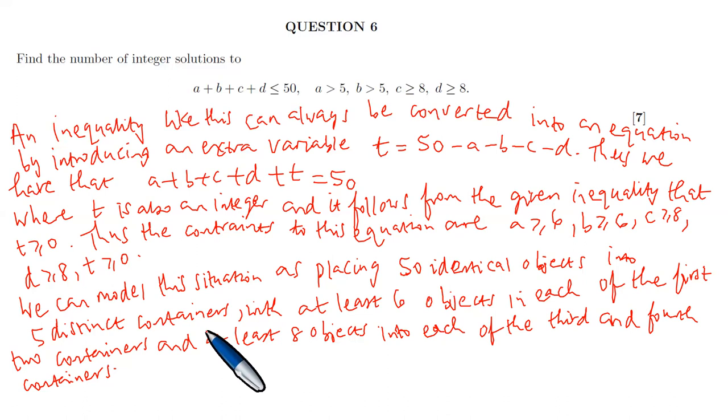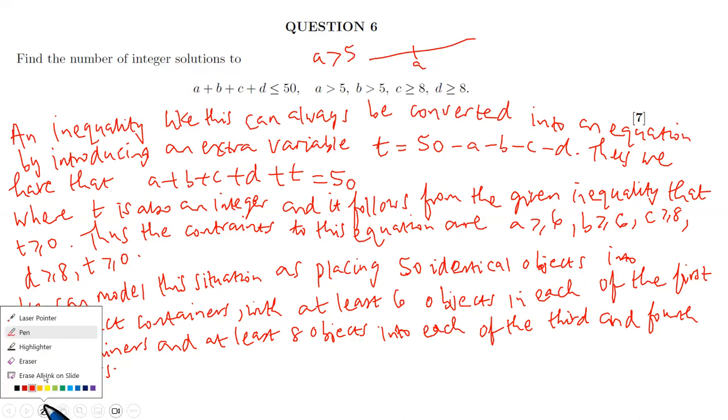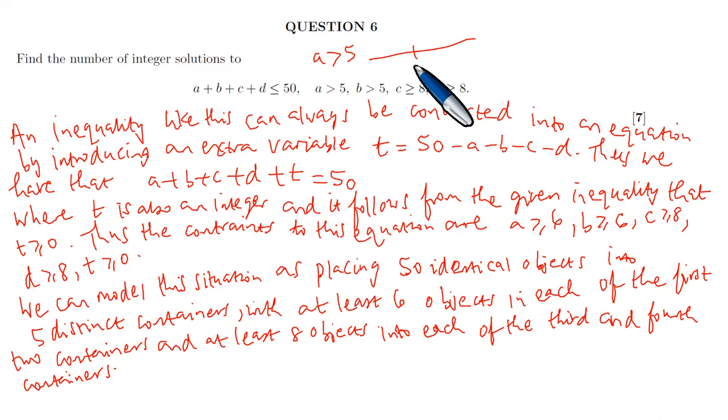How did you get six? Okay, we got 6 from 5, because the question says A is greater than 5. But if we're looking at integers, if somebody says this integer A is strictly bigger than 5, if we're to plot that on the number line, we put 5 here on the number line.